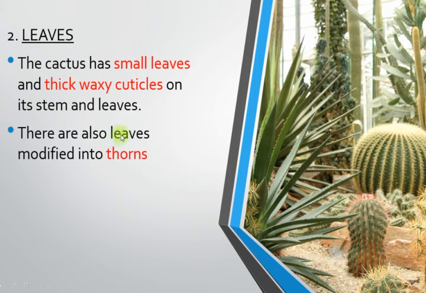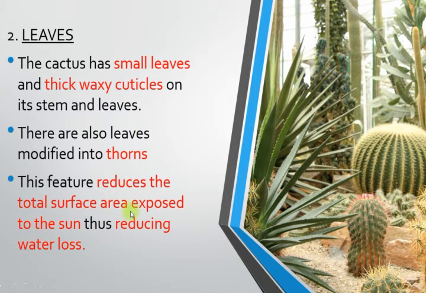The leaf is also modified into thorns. Duri. This feature reduces the total surface area exposed to the sun, thus reducing water loss. So the leaf is modified into thorns, and it will reduce the total surface area and also reduce water loss by transpiration. That is the characteristic of the leaf of the xerophytes.